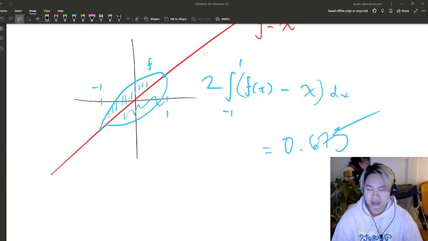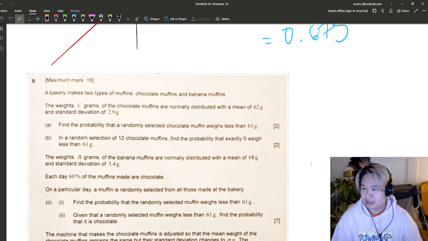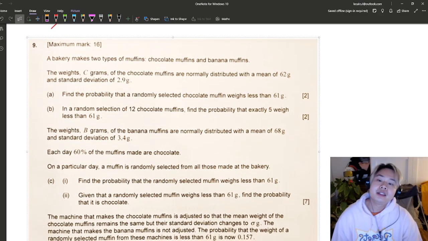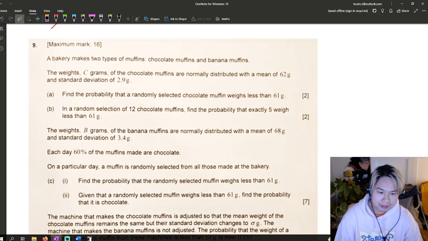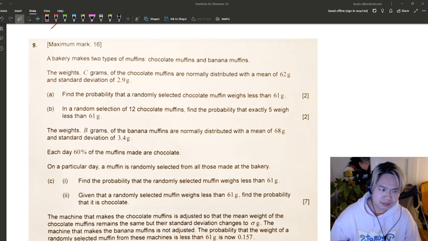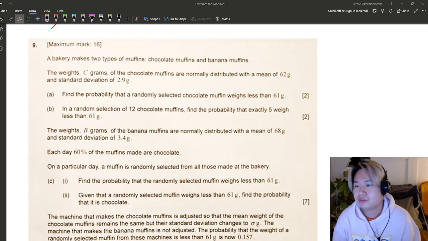Okay, and then we're on the last question. And this looks like our probability, standard deviation, standard distribution, probably binomial distribution question. They love doing this one. And I'm under an hour, pretty good.